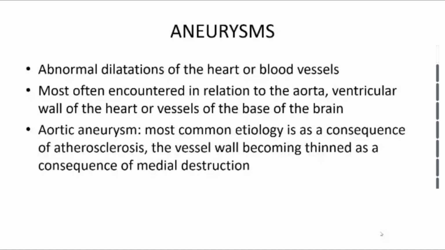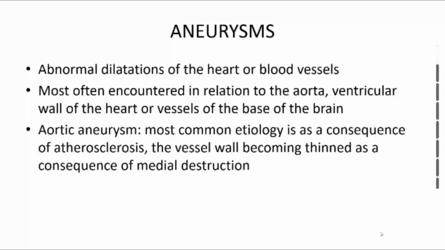It is most often encountered in relation to the aorta, so it's more common in the aorta. Remember, in the aorta you have the ascending aorta, the arch of the aorta, the descending aorta, the thoracic aorta, then the abdominal aorta. So aneurysm is most common in the aorta, and is also found in the ventricular wall of the heart, that is the wall of the ventricles. Remember, in the heart there is the right ventricle, the left ventricle, then we have the atria. So as we say, it is dilatation of the heart or blood vessels. They just dilate, like ballooning.